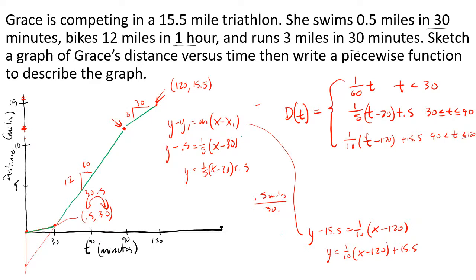Anyway, it's a little bit complicated, but now if you wanted to know where she was at any point during this race, you could just figure out where she is at t equals 45. At 45 minutes, wherever she may be, 45 is in this one, plug it in right here, and you'll have her distance after that amount of time.